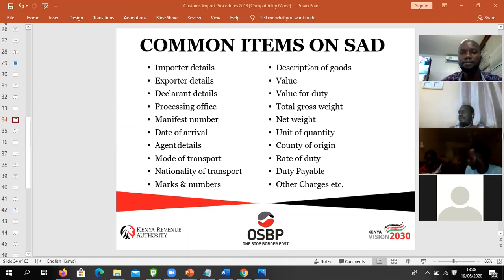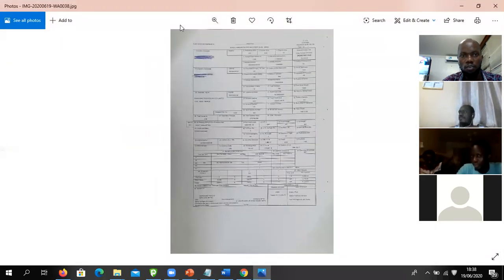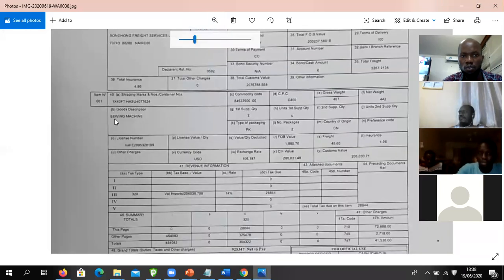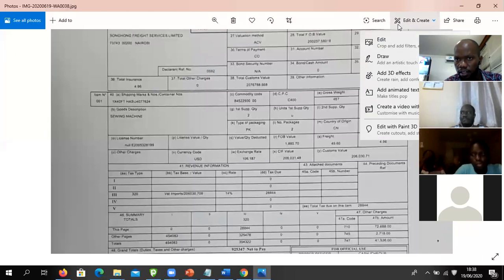Then description of goods. Let me just show you the description of goods. I think the description of goods is provided under items. As in item 1 is here. We may have item 2 falling in the next page, but it will look exactly like this particular area.